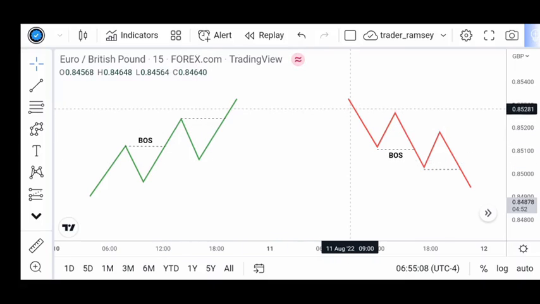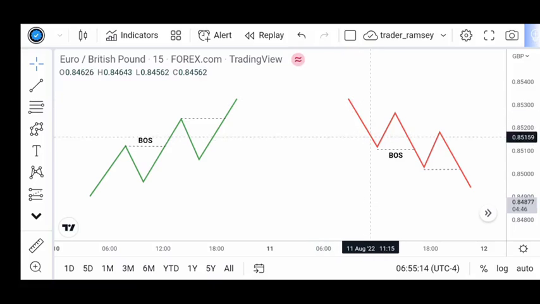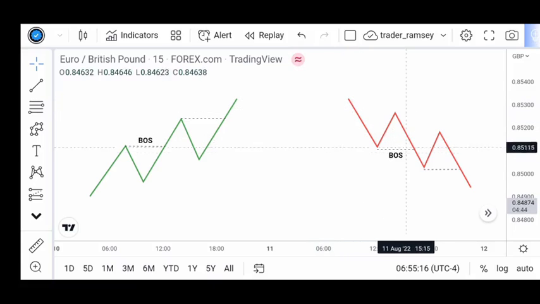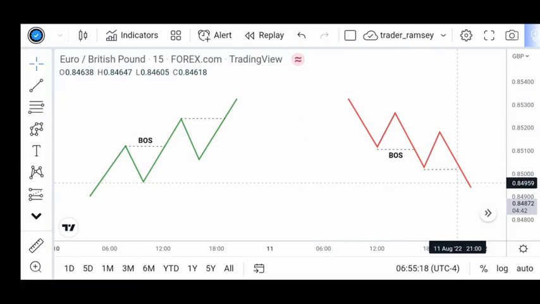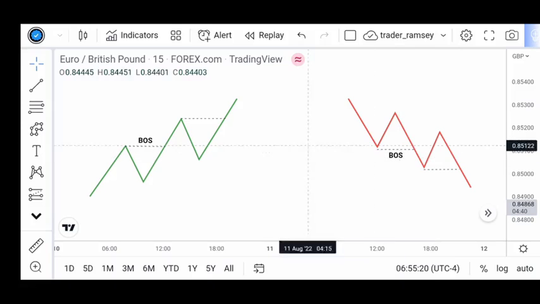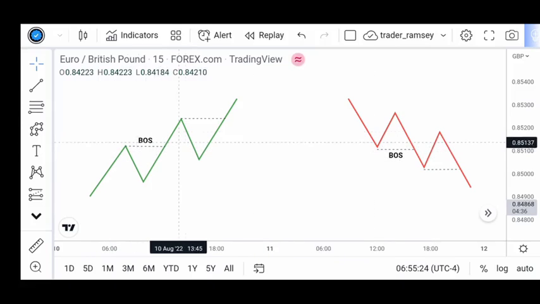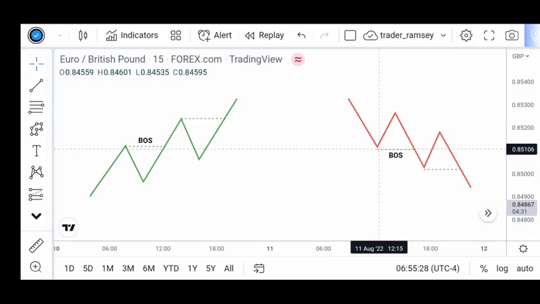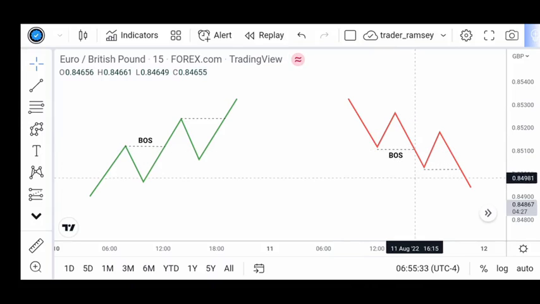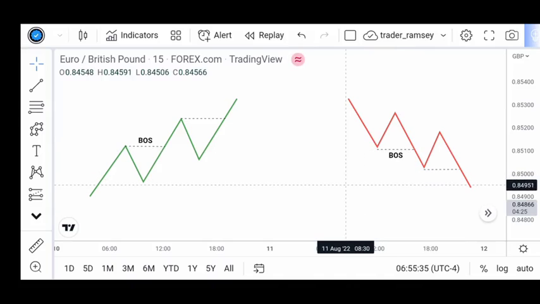In a bearish market structure, price keeps making lower highs and lower lows. Low, high, low, lower high, lower low, lower high, lower low. When price breaks a previous high to form a higher high, we call that break of structure. When price breaks a previous low to form a lower low, that is also break of structure.